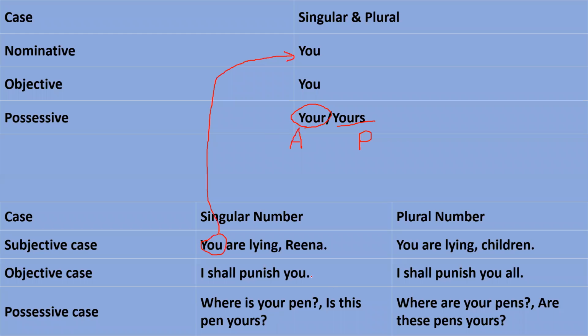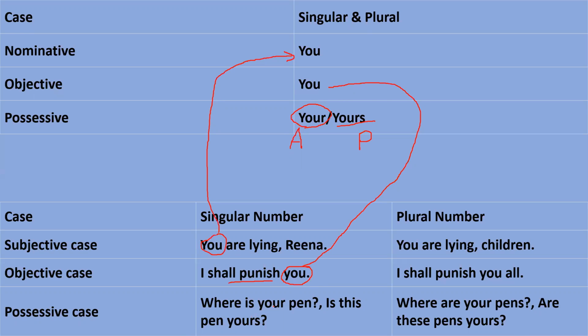But see in this example, we have written you after the verb. Shall punish is a verb, and after that we have written you. So we can understand when we talk about second person, in subjective case and in objective case, we can write you.